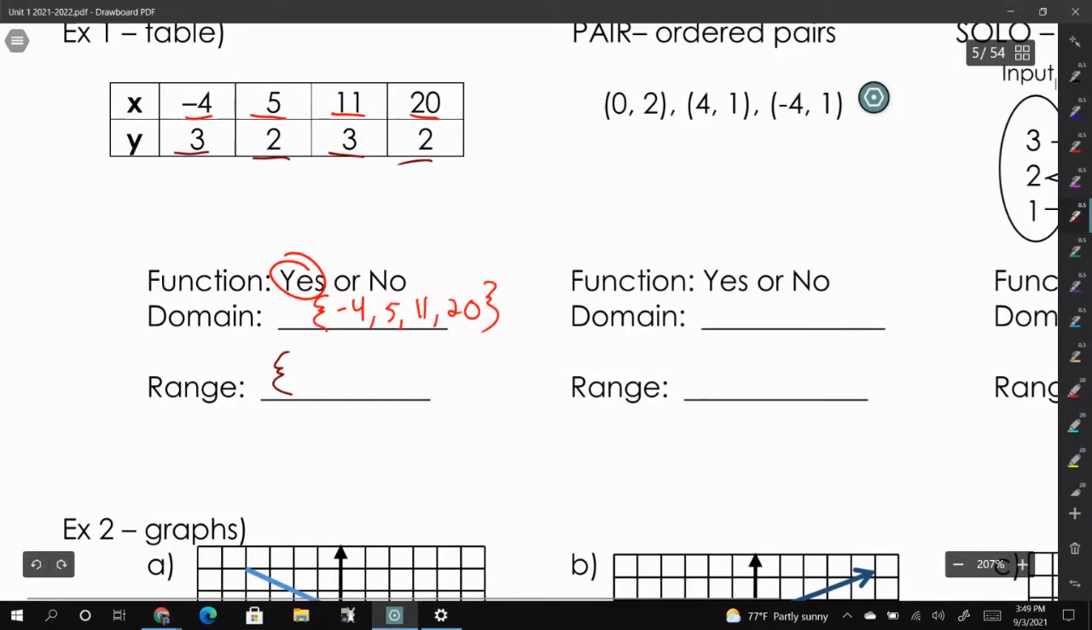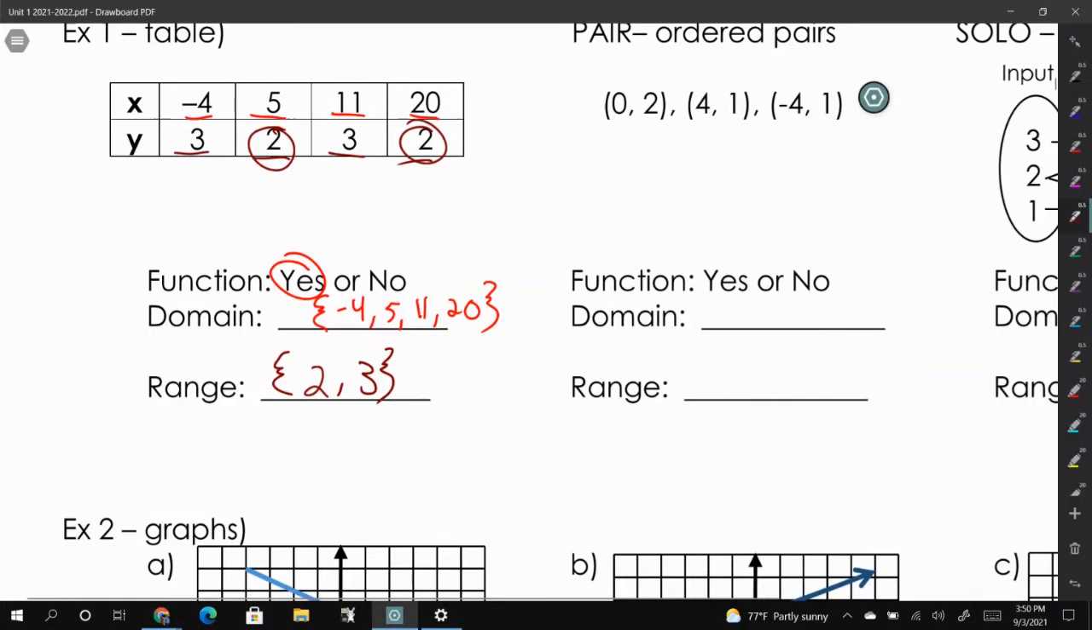Squiggly bracket. And I like to go from smallest to largest. Our smallest y value is 2. And yes, it is listed twice, but we only need to write it down once. And then the next one is 3. And yes, we also have two 3s, but again, we only need to write it down once. So this is a function, even though we have some repeated values in the range, because we are allowed to do that. We could not have repeated x values.